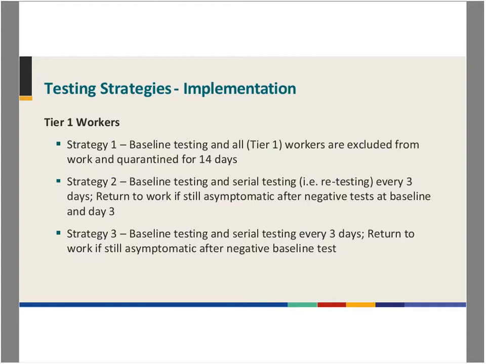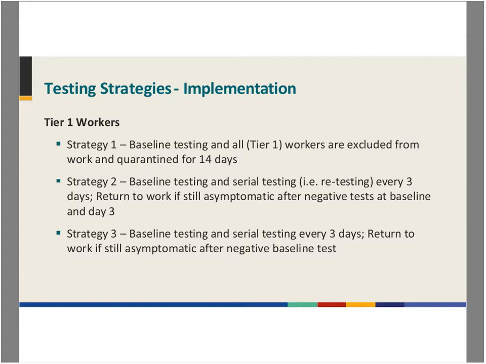And then the next part of the diagram talks about what to do once you test the Tier 1 workers. So once you test all of the Tier 1 workers, there are 3 different strategies for the timing of the test and the return to work or exclusion from work. So strategy 1 is to do baseline testing of all the Tier 1 workers who have the most likely chance of exposure, but go ahead and quarantine them for 14 days regardless of the results of the test. And that's really what's recommended in non-critical infrastructure workplaces: for exposed contacts to be quarantined for 14 days.